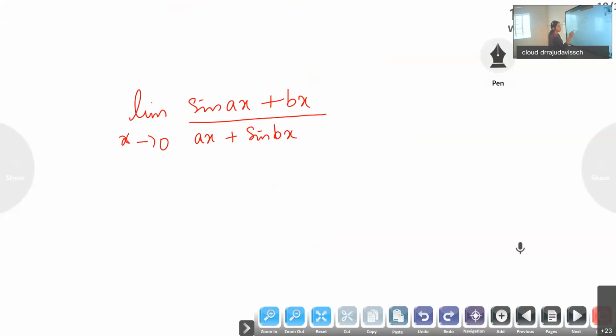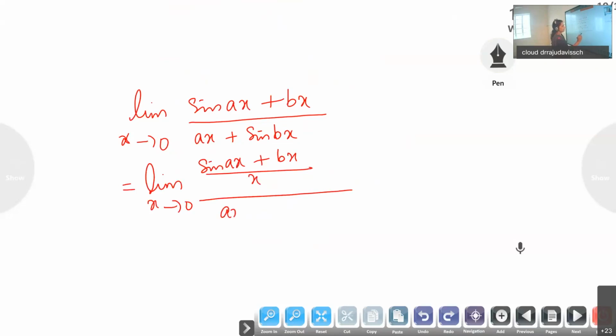Then here what we are going to do is, we'll be dividing the numerator and denominator by x. It's again a 0 by 0 form. That's what we are moving toward. We want to use the identity. Whenever you are given a question, first you substitute it and check, is it indeterminate form or not? It is an indeterminate form, so what we are doing here is dividing the numerator and denominator by x.